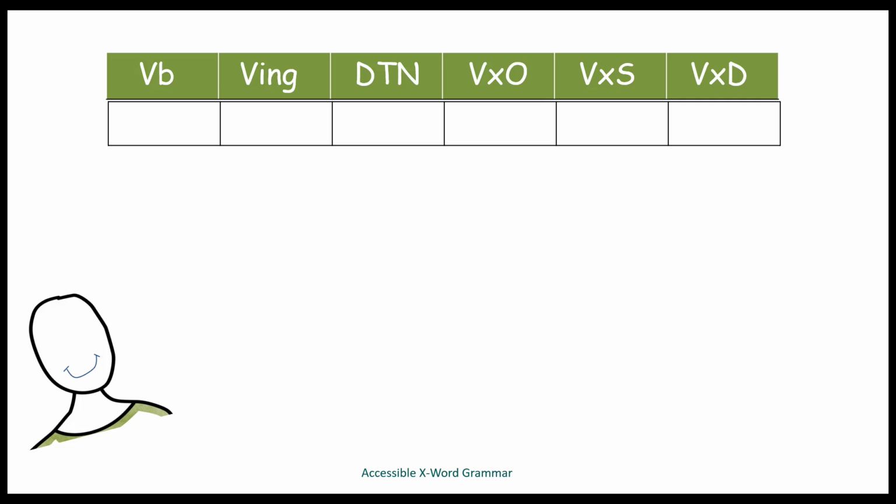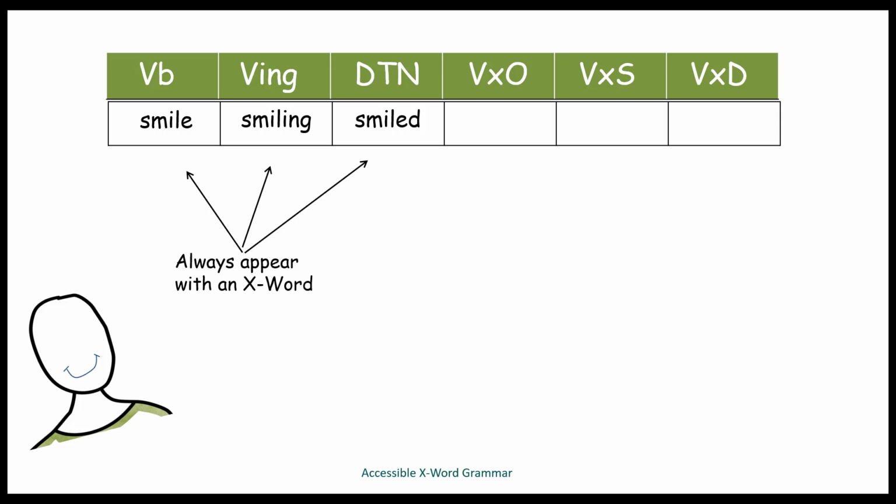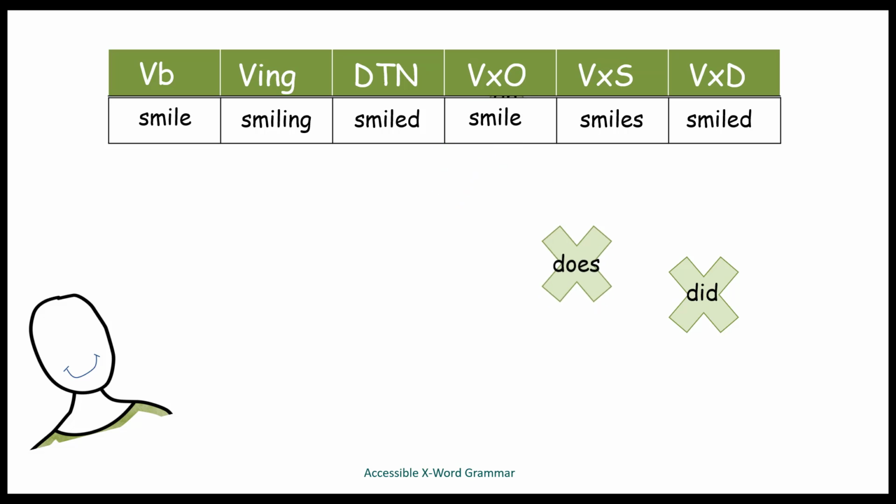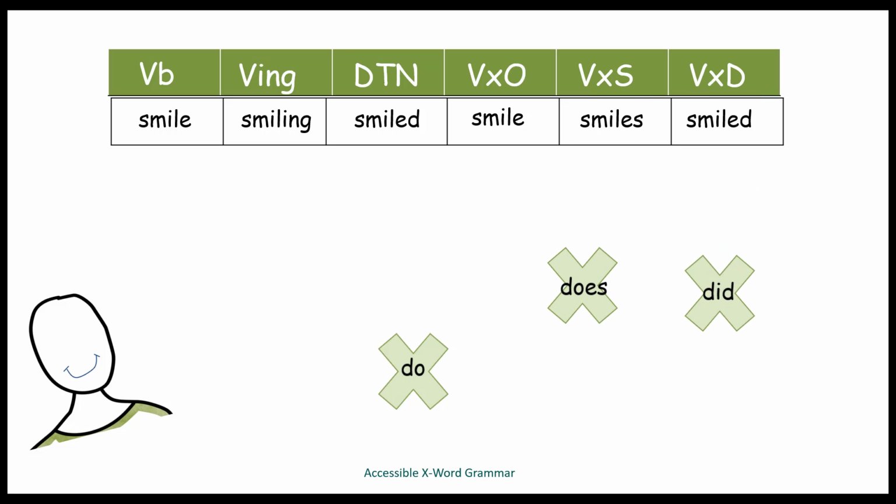Let's look at the verb smile. Smile has a base form, an ing form, and a past participle form, which we call DTN. You will always see an X word in front of these forms. Smile has 3 more forms in X word grammar. We call them VXO, VXS, and VXD. These 3 forms never appear with an X word. Their X words hide behind them. When they are needed, the X words come out and they bring their endings with them.